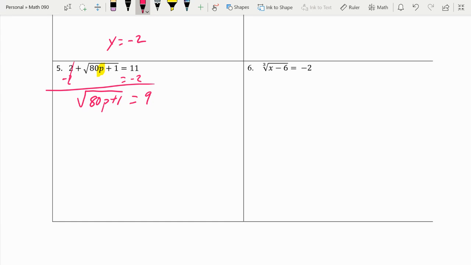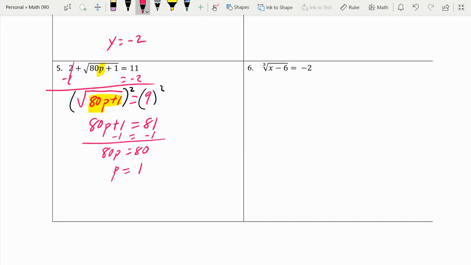And then, how do I get rid of that square root? To get rid of the square root, I'm going to square both sides. The squared and the square root cancel each other out. So what I'm left with is everything underneath the square root, and then 81. So I squared both sides. Now, just like always, subtract 1. Just like you always have solved, divide both sides by 80. p is equal to 1.